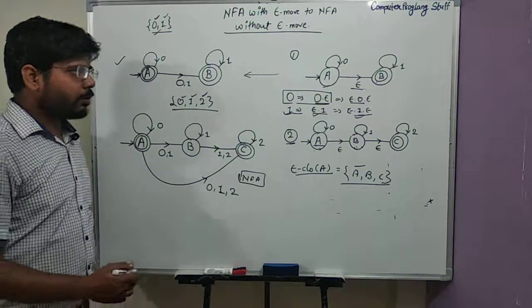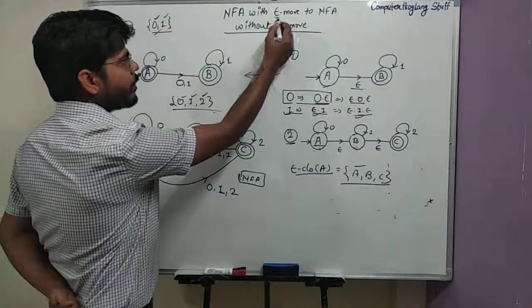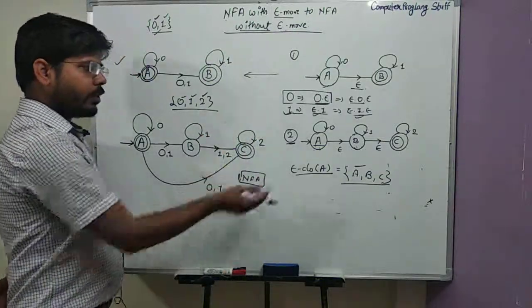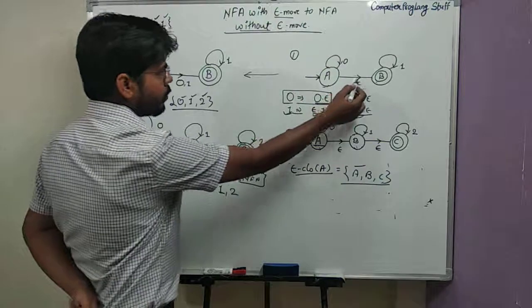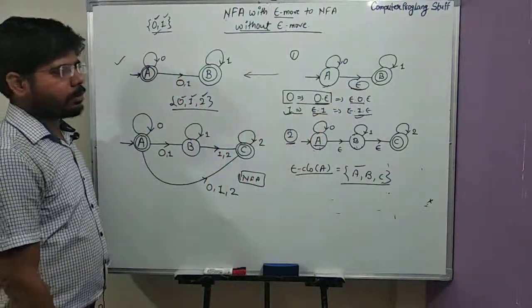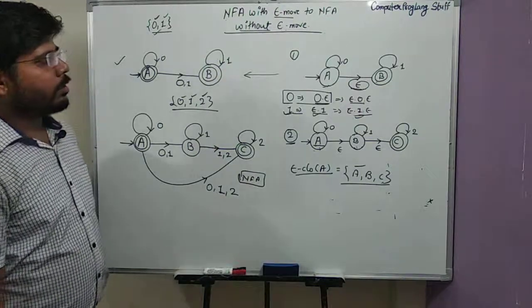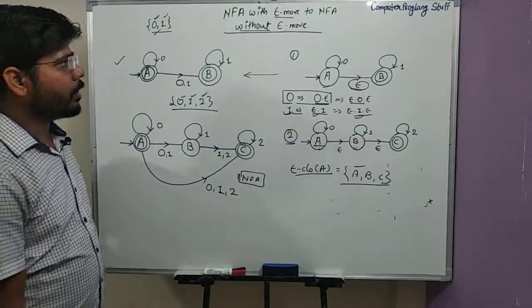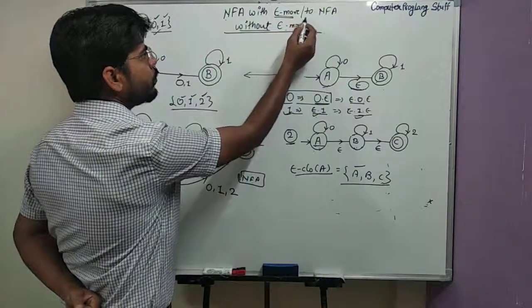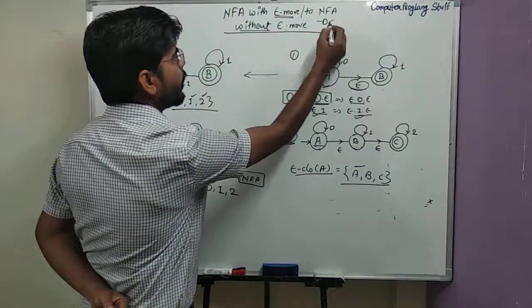So that is how we can convert from NFA with epsilon move to NFA without epsilon move. Both are NFAs, but in one we have epsilon transition, and here we do not have any epsilon transition. Okay, and in the next lecture we will see how we can convert NFA with epsilon move directly to DFA.